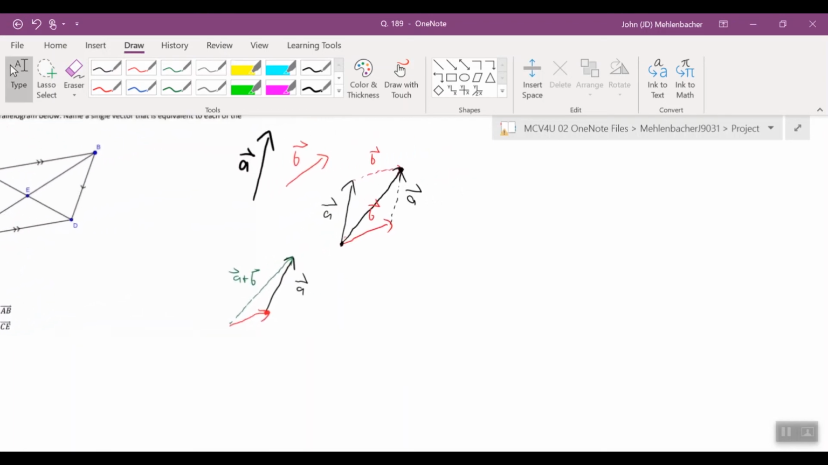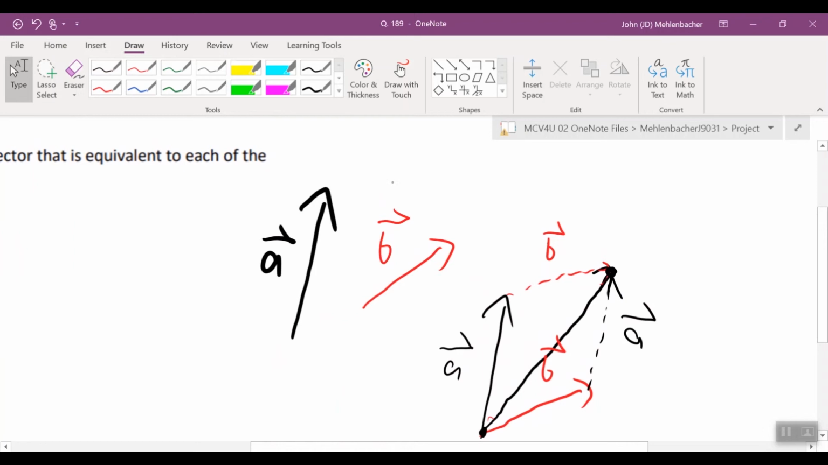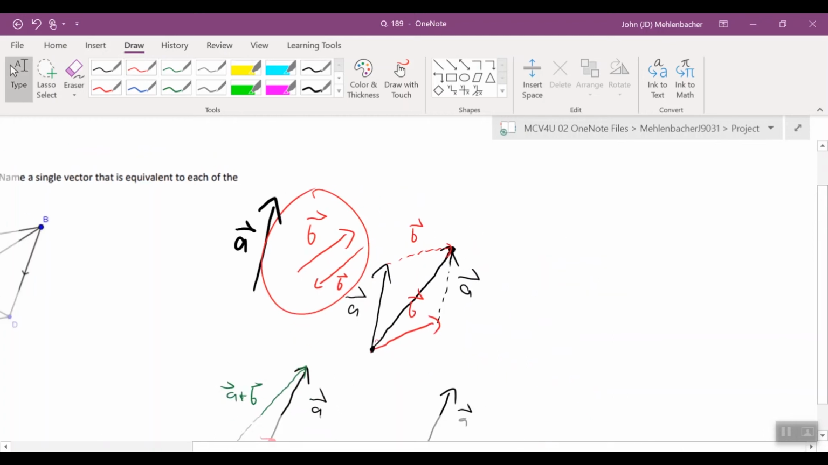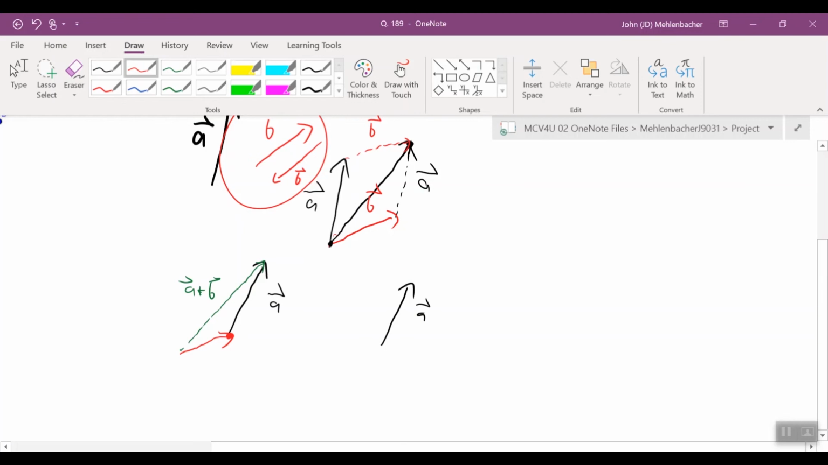To do subtraction, you can choose either of the same methods, but the difference is, let's say you want to do A minus B, you do positive A, and then to get negative B, you just flip the direction. So right here, if B is like this, negative B would be like this. Same magnitude, just opposite direction. So now that we have that, we could do head to tail and bring it back down like this, and the resultant would be A minus B.